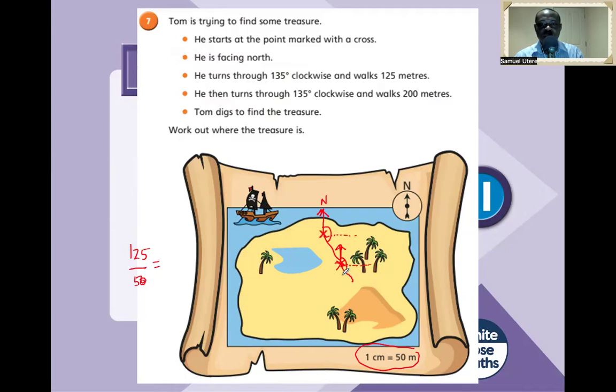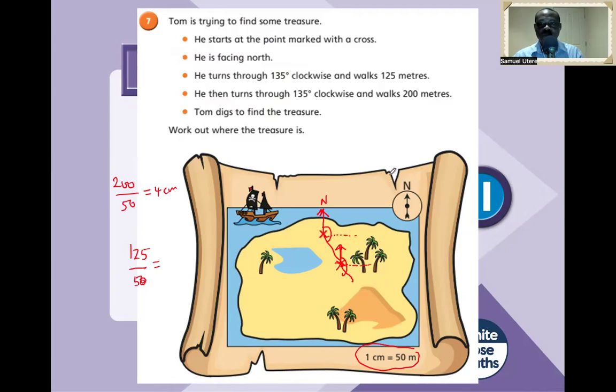Okay. And then you measure the equivalent of 200 meters in centimeters. So again, you do 200 divided by 50 because we've been told that 1 centimeter is equal to 50 meters. So this will obviously be 4. Okay, 4 centimeters. All right. So you now draw 4 centimeters.